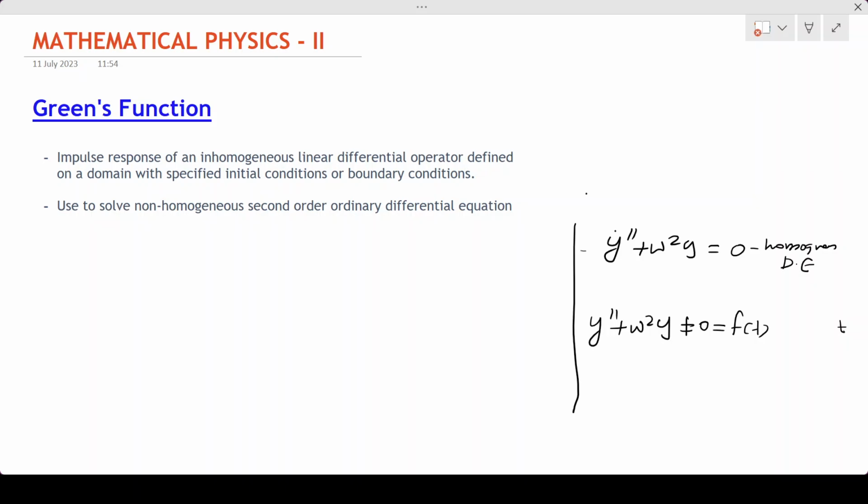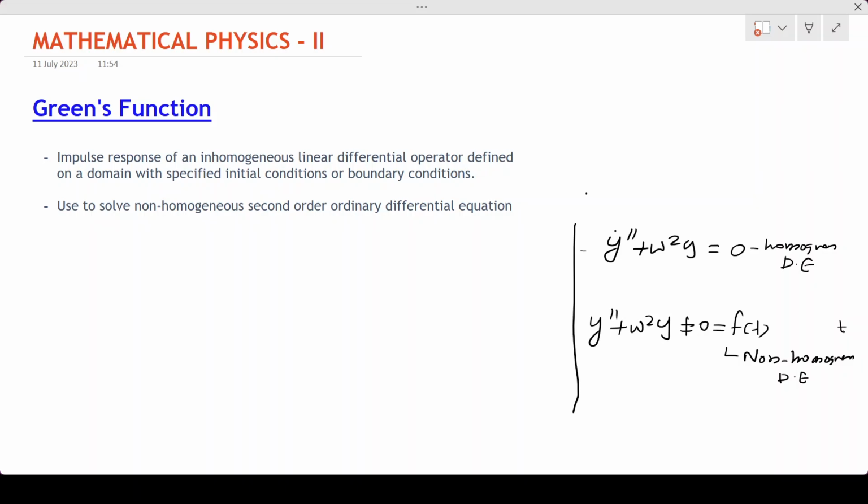f of t is some kind of function, and that means that on the right hand side of the equal sign there will be a non-zero value. Such a differential equation we call a non-homogeneous differential equation. Normally it is easy to solve a homogeneous differential equation, but it is difficult to solve a non-homogeneous equation. On that occasion, one can make use of Green's function to solve that kind of problem with a specified initial condition or a boundary condition.